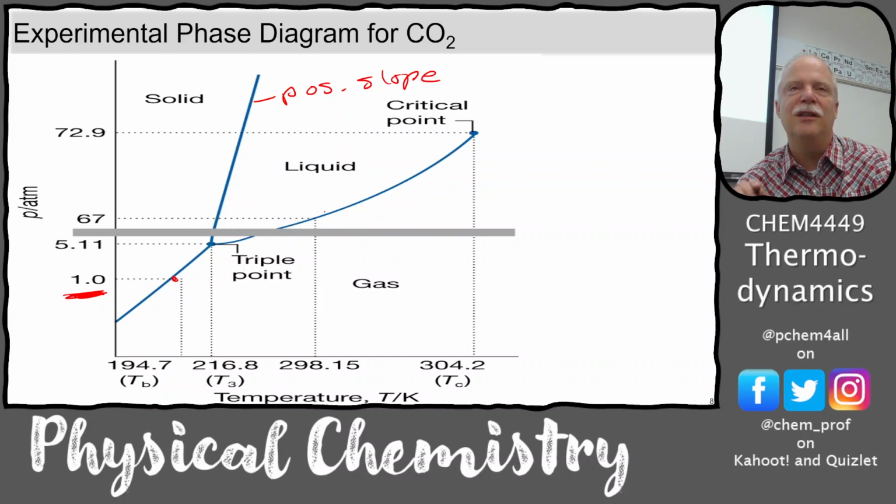So CO2 does not have a normal boiling point. Not everything has a normal boiling point. At 1 atmosphere, it doesn't boil because there's no liquid. It has a sublimation equilibrium point. That would be this, 194.7. Now, if you were to just put it at room temperature and let it come to equilibrium, you would see a liquid phase develop at this point here, but it'd be at 67 atmospheres.